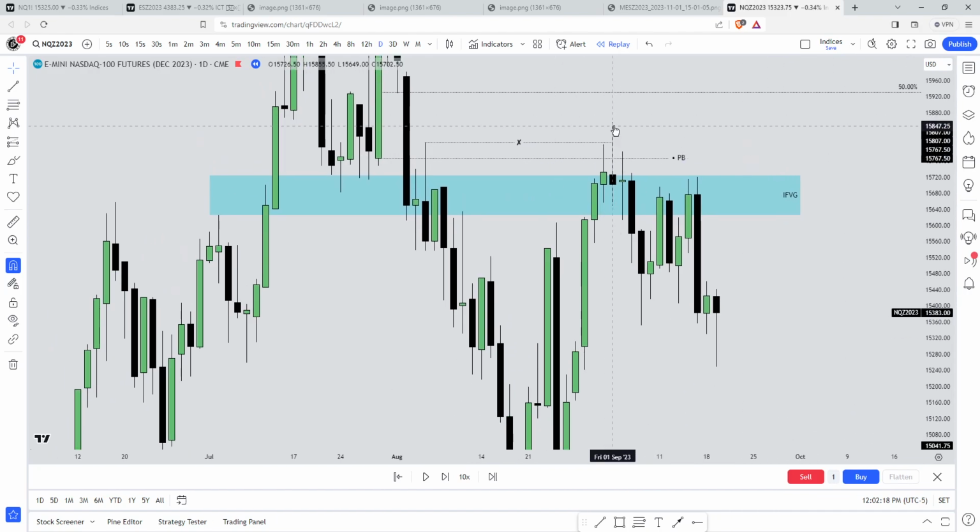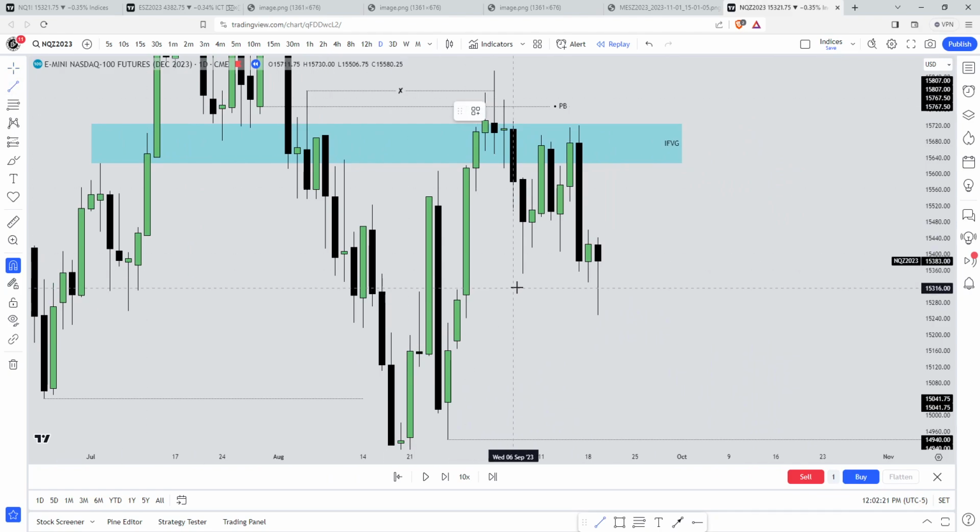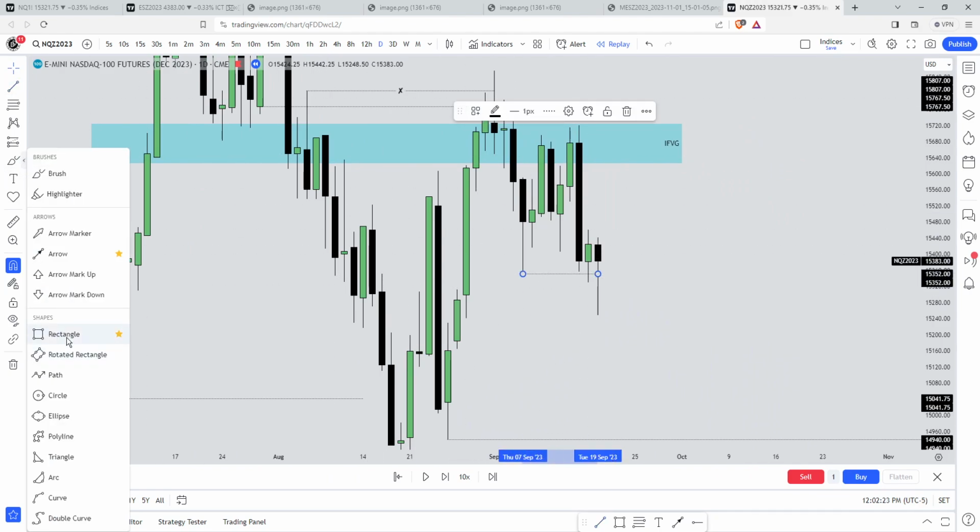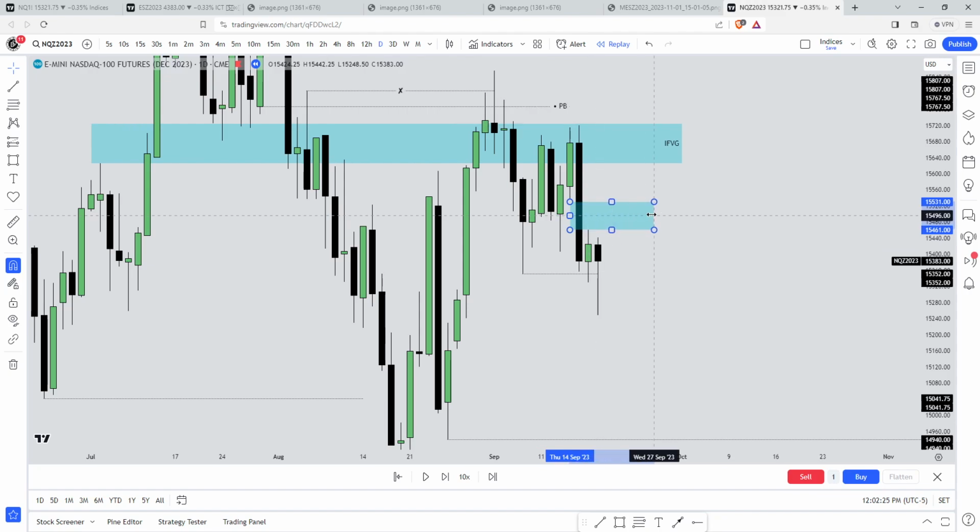Price takes out buy side, starts to displace lower. Notice how it creates a market structure shift lower right here on the daily time frame. You could frame a bearish bias much earlier, looking at a lower time frame in here. Just kind of showing you guys the full picture in here.